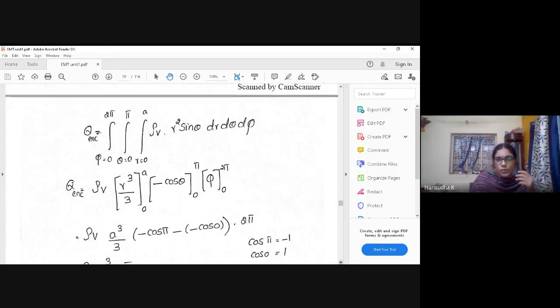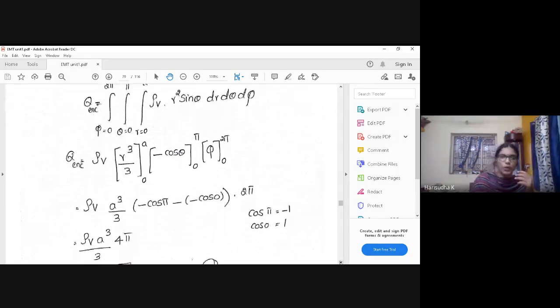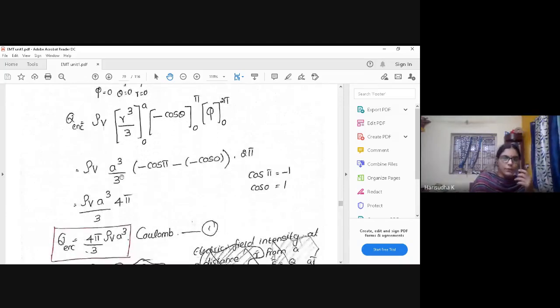Okay. Substituting all the limits and simplifying we get rho v, a cube by 3. Instead of r, I have replaced with a. Instead of theta, I have replaced with pi and 0. Therefore, minus cos pi minus of minus cos 0, into 2 pi. We know that cos pi, cos 180 degree, is equal to minus 1 and cos 0 is equal to 1. So here cos pi is equal to minus 1. Already here one minus is there, and therefore it will be 1.